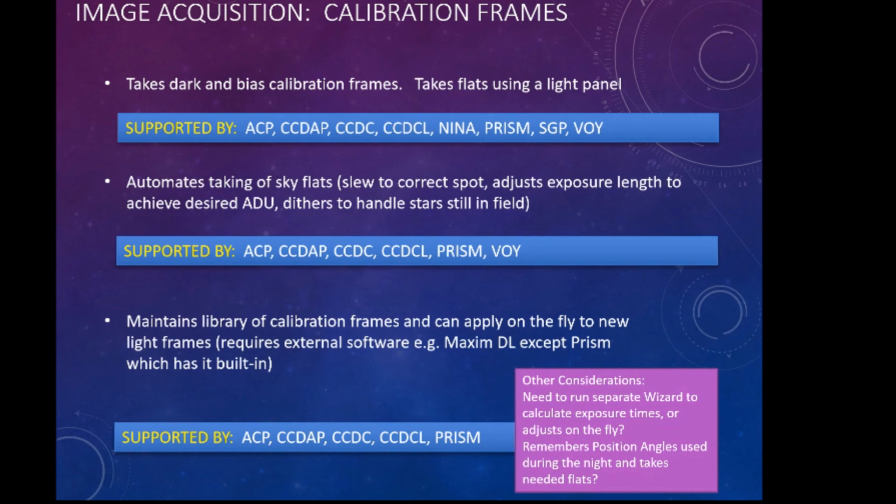These will slew to the right spot in the sky for your sky flats, automatically adjusting the exposure length based on the ADU that you specified. And it really makes flats pretty painless. I use this feature myself now, and I just take both dusk and dawn flats, and they work fine. Some of them will also maintain a library of all your calibration frames and even apply them on the fly. So as you get new light frames coming in with external software, you can do the calibration of the light frames and have fully calibrated frames waiting for you in the morning.